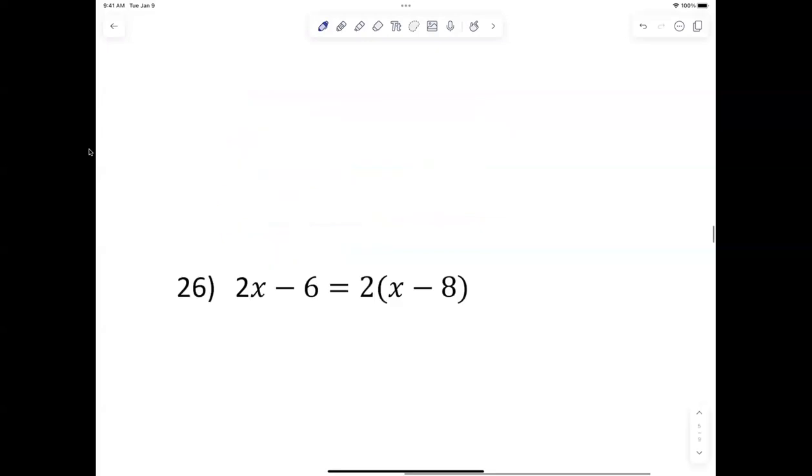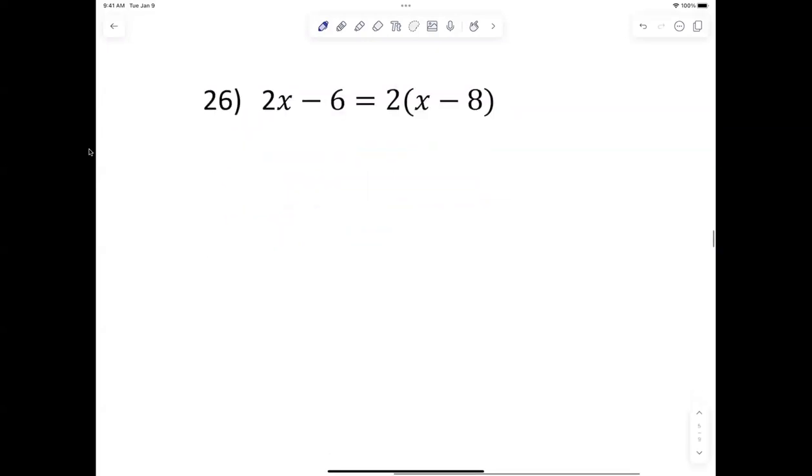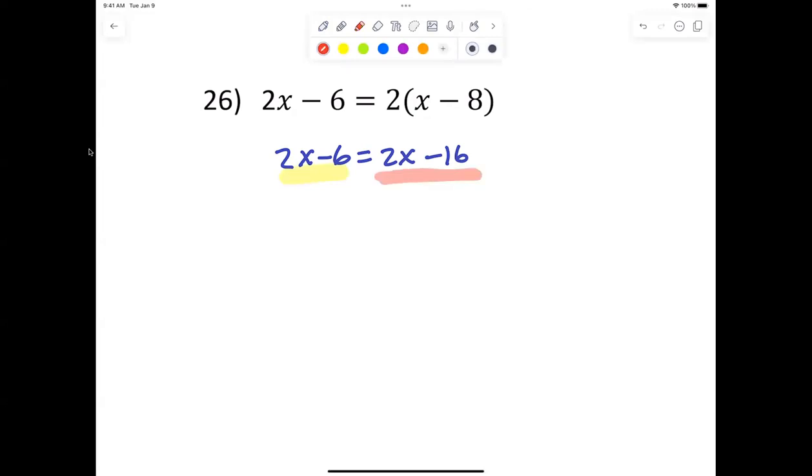Let's knock out another one. Distributing a 2. I'm hoping you look at that and say what? Yeah, you should say no solution. 2x minus 6, right? No chance for 2x minus 6 to equal 2x minus 16. No solution.